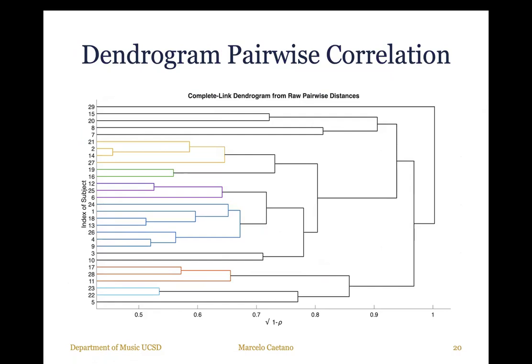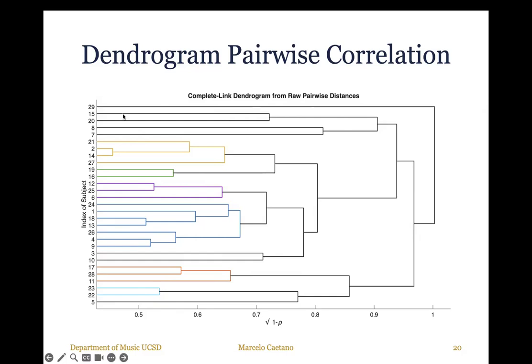So this is what the dendrogram looks like. What we have here is the square root of 1 minus the pairwise correlation, so this is a distance between the correlation matrices. And here is the index of the subjects. Depending on how far up it connects, this is how far this participant's rating is from the other participants.